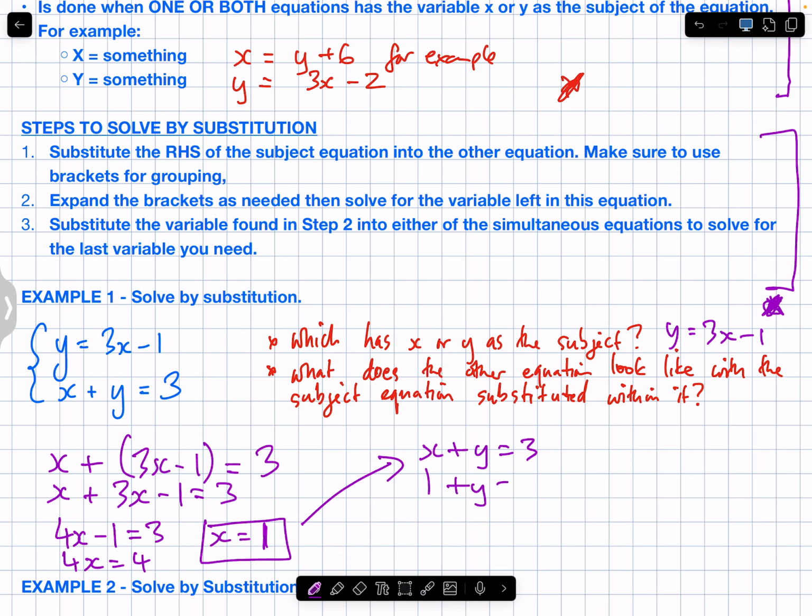1 plus y is equal to 3. What kind of a 1 is that? So what's the opposite of adding 1 to something? So y is going to be 2. You're done now. I'm going to do it in red.